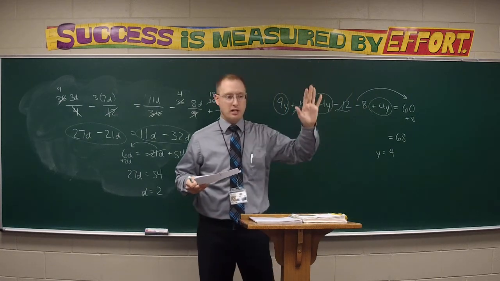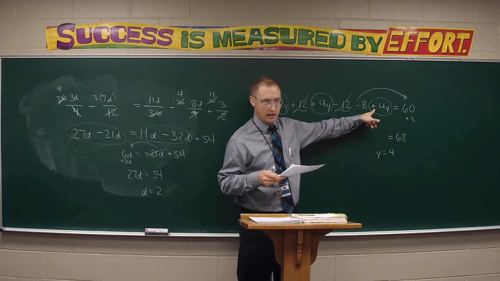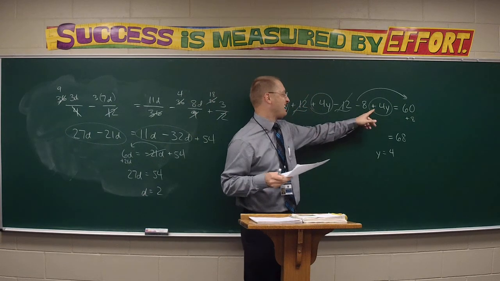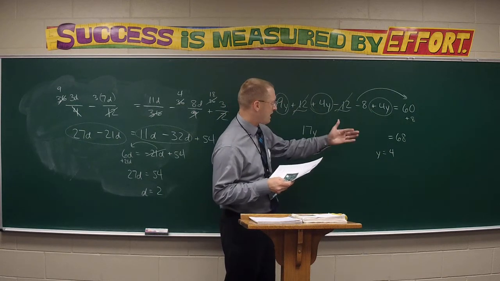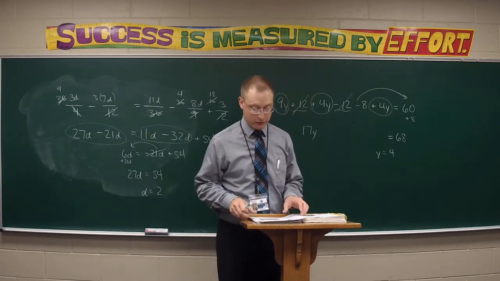How many had 4 for number 8? Okay, fewer of you this time. Right here, how many had a negative 4y? Watch out for that negative, right? Because that'll get you, and you end up with 9y equals 68, and it doesn't work out evenly. Watch out for negatives in front of fraction bars.